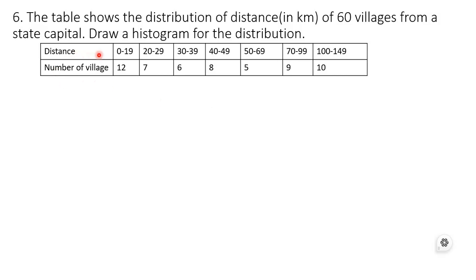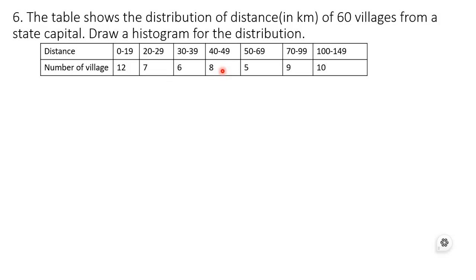So here we have distance and the number of villages. So it's a grouped data. Okay, the first is 0 to 19. We have 12 villages. 20 to 29, we have 7 villages. 30 to 39, we have 6 villages. 40 to 49, we have 8 villages.